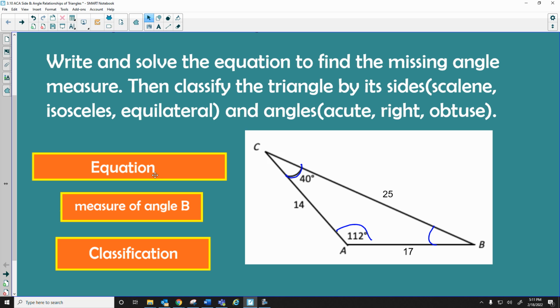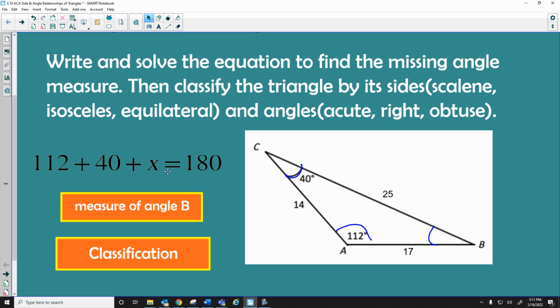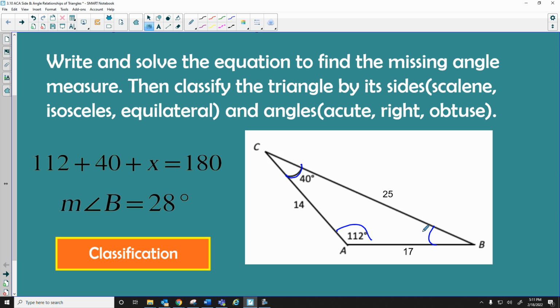So that equation, it might be in a different order, but it should look something like 112 plus 40 plus x is equal to 180. When you combine 112 and 40, you should get 152. Subtract that from 180 to get 28 degrees. Very good. Okay, so if this guy right here is 28 degrees, to classify, ooh, that was a bit too big, 28 degrees.